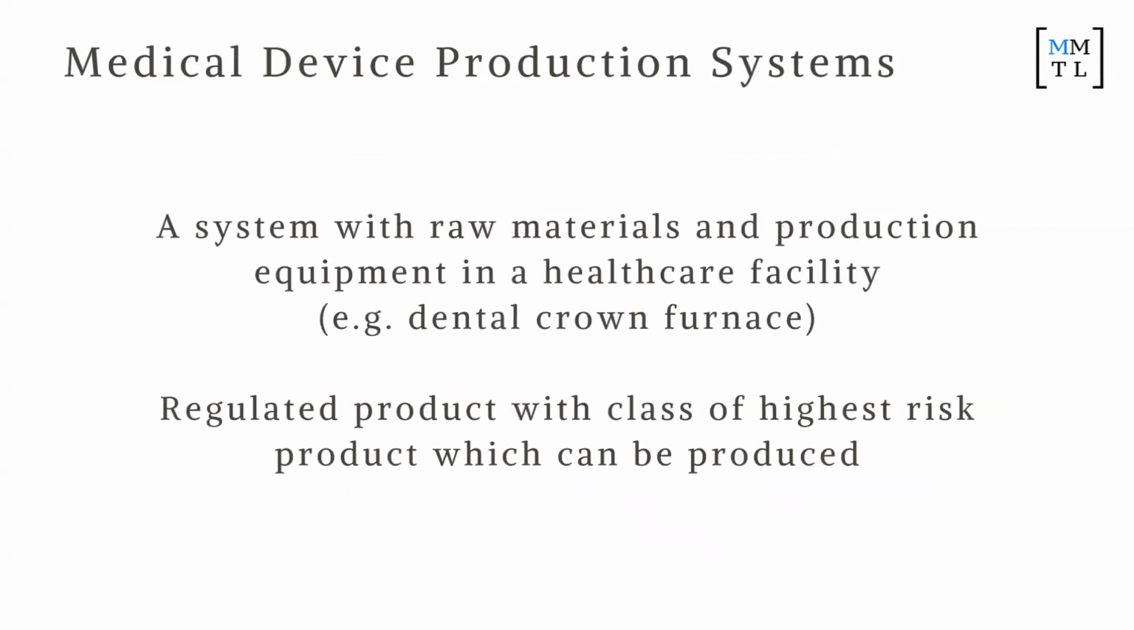The final category, I believe, is what's called medical device production systems. This is when you provide an entire system with raw materials and production equipment to a healthcare facility. For example, there is a dental crown furnace in a lot of dental practices, where they actually make the dental crowns themselves inside the clinic. In that case, it is a regulated product with the class of the highest risk product which can be produced.